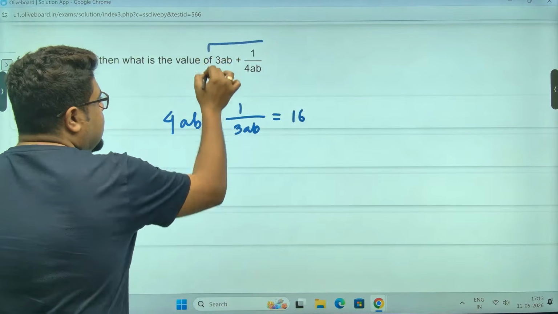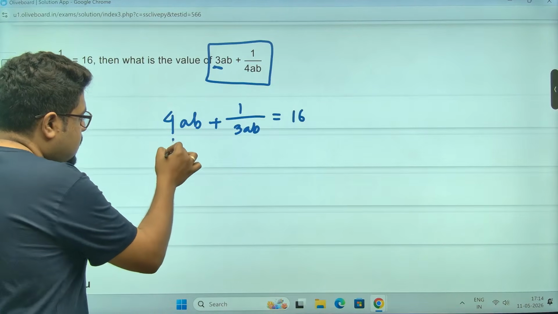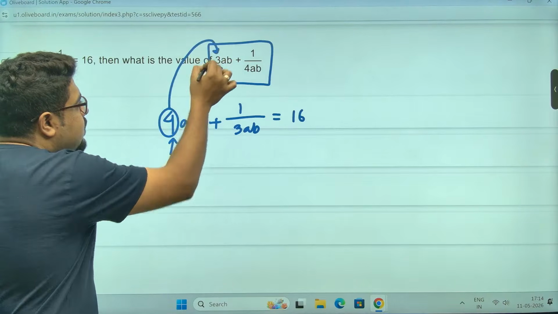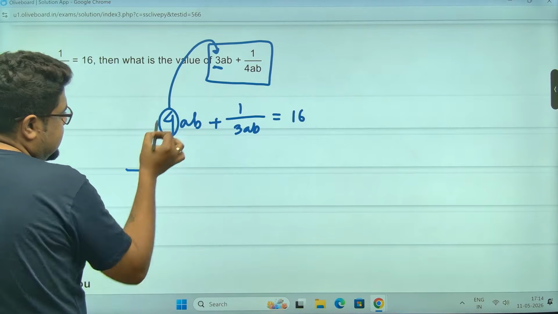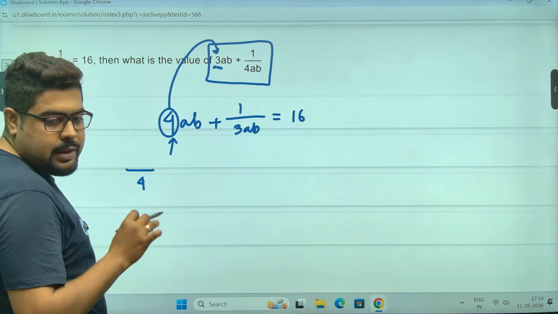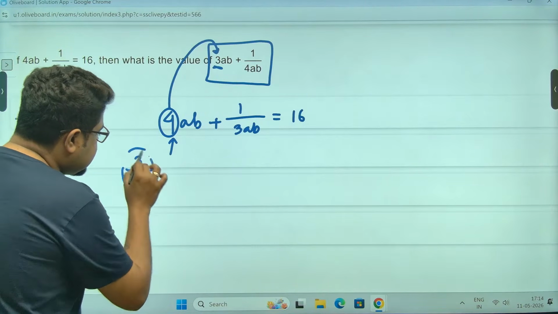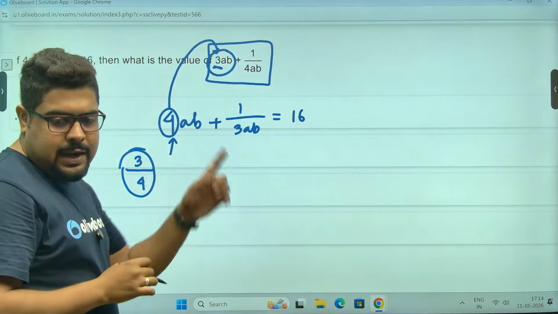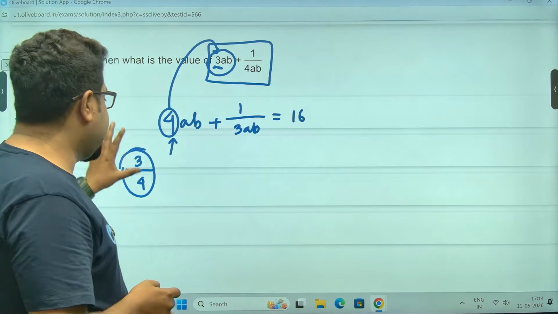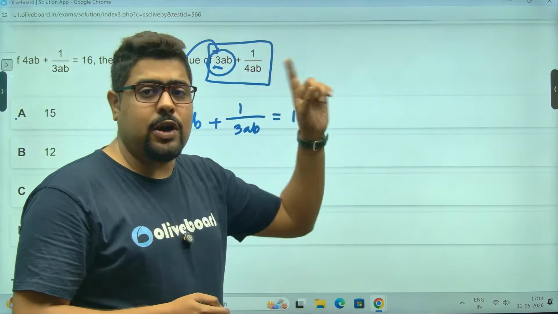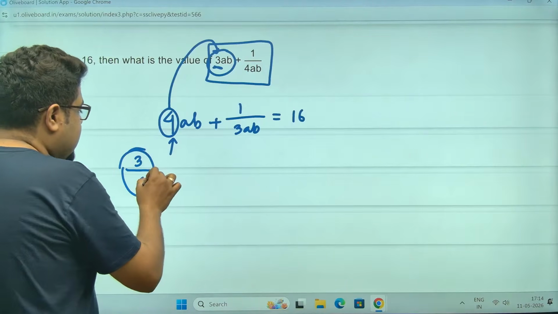Sir, look at what they are asking. They are asking 3AB here, but we have 4AB. How can I convert this 4 to 3? By multiplying by which number? Sir, first you get rid of this 4 by dividing, then you introduce this 3 by multiplying. Always just think about only one part. If you are correct, the other part will automatically get balanced. If it is not automatically getting balanced, that means you have done something wrong. You see if we are correct or not.